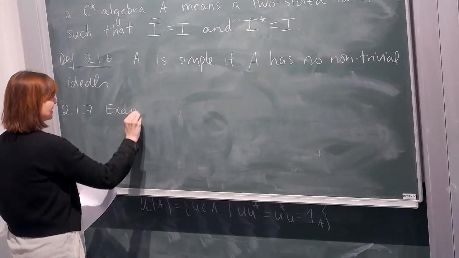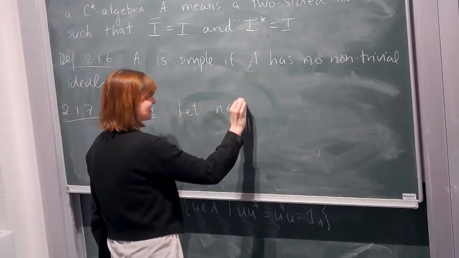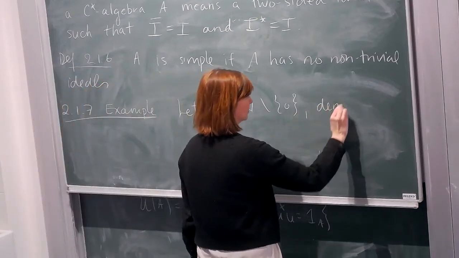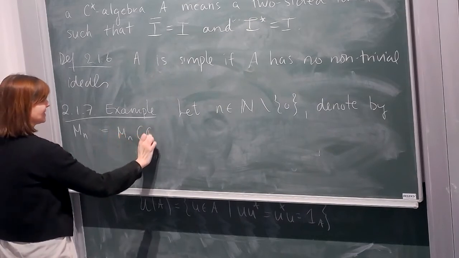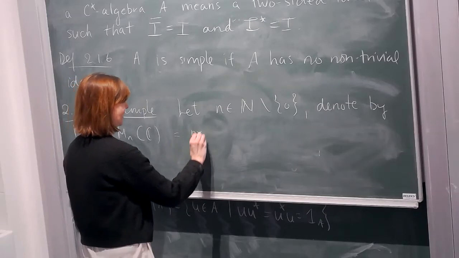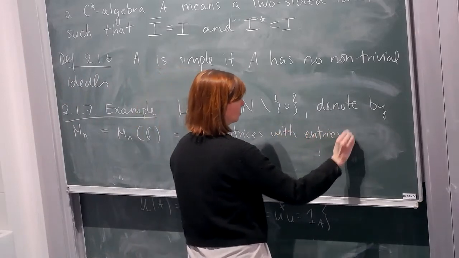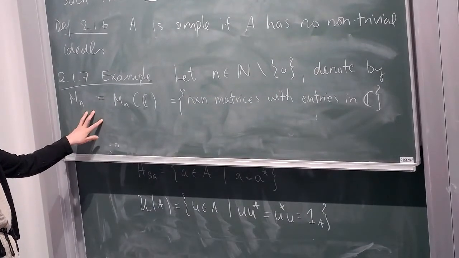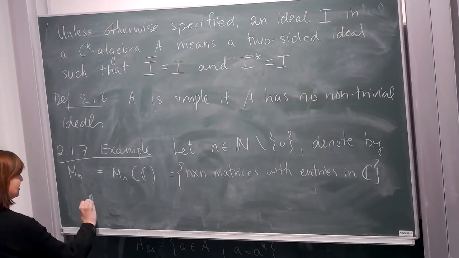Okay, so we had a non-example. Let's see some examples. The first one is something we all know and love, the matrices. Take some non-zero natural number n, and I will denote by just Mn, since we're always working over C. This is actually Mn(C), but often in the literature you won't see the C. This is just, of course, the n by n matrices with complex entries. We can equip this with its usual operations: matrix addition and matrix multiplication. And the star will just take a matrix A to its adjoint.